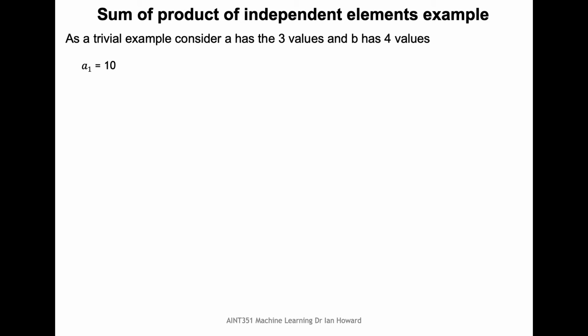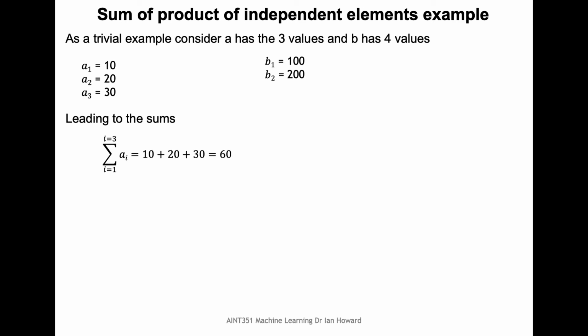Okay, and let's now consider a trivial example. We've got 3, actually that should say 2. We've got 3 A values. Let's say A1 is 10, A2 is 20, and A3 is 30. I've got B1 and B2, 100 and 200 respectively. This obviously leads to the following sums. We add up across all A, and we get 10 plus 20 plus 30, which gives 60. Add up across all B, in this case it's just 100 plus 200, which is 300.